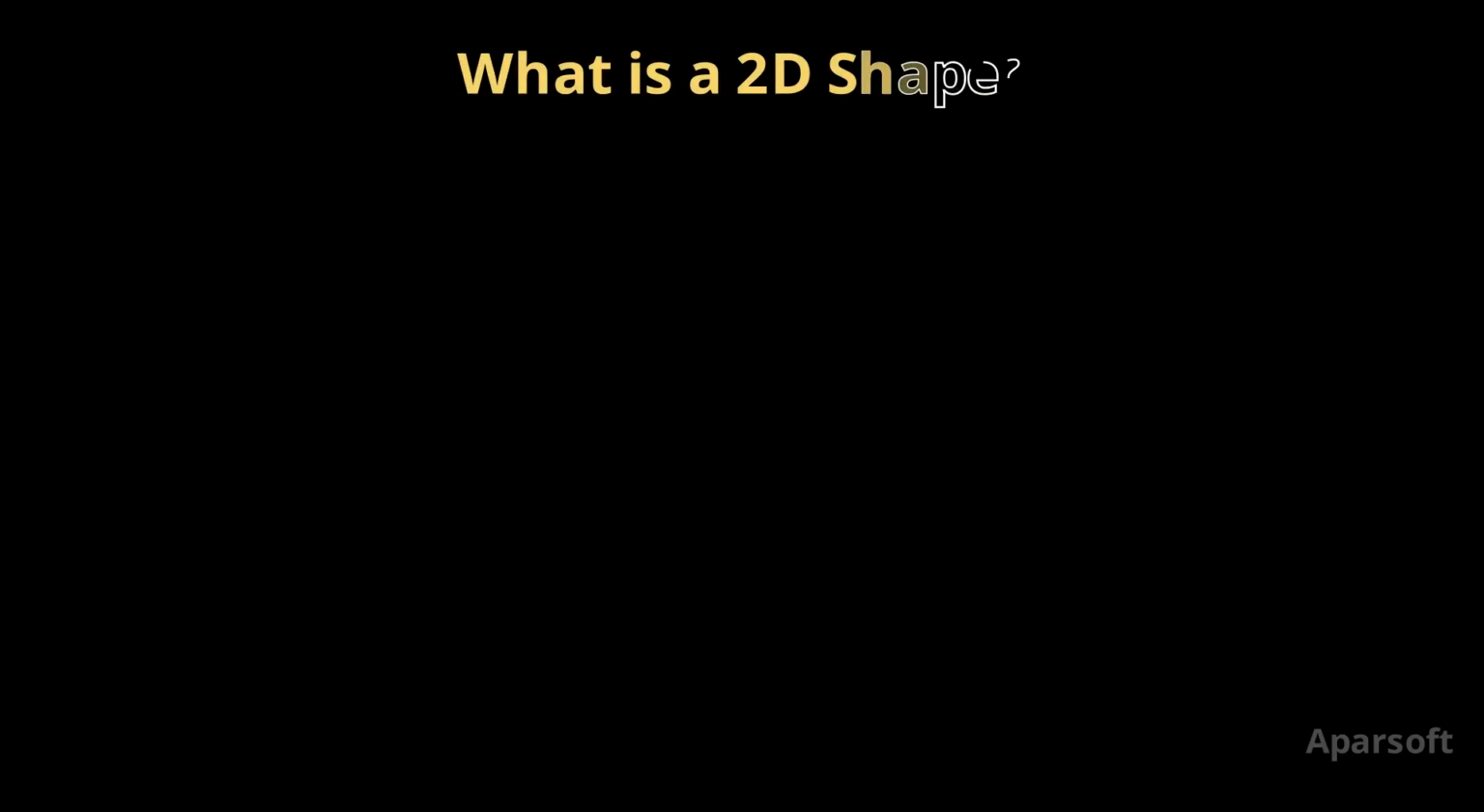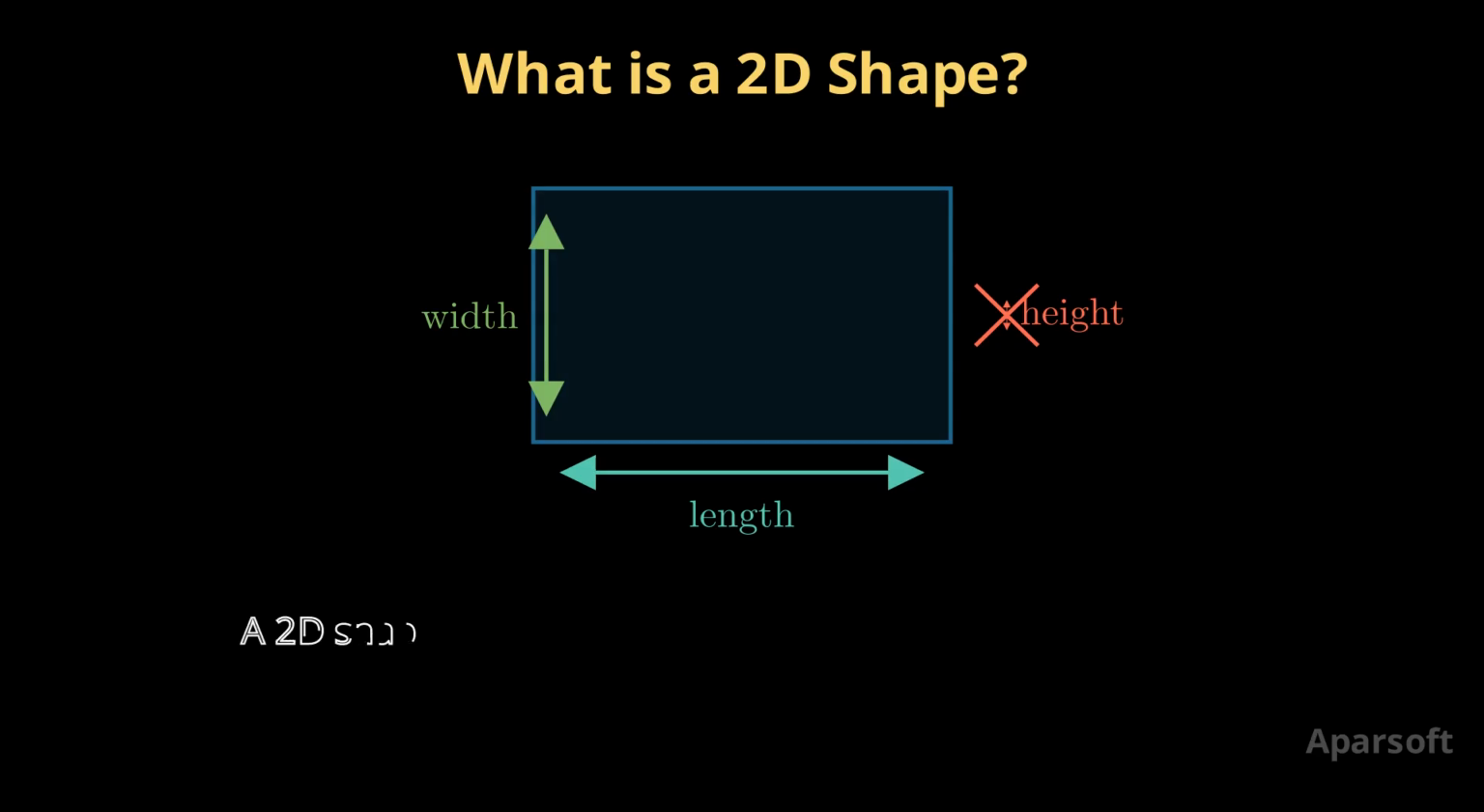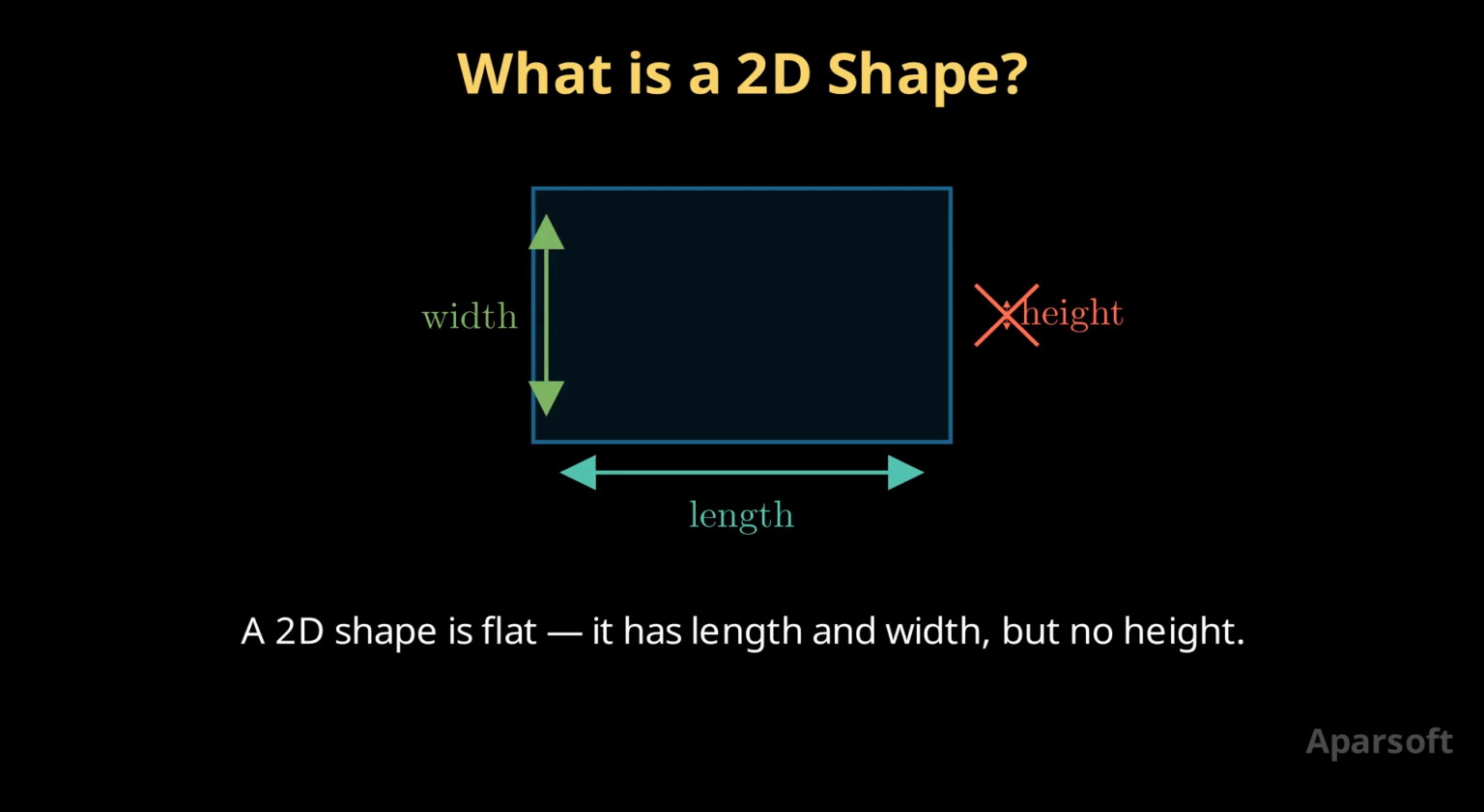What does it mean to be two-dimensional? Imagine drawing on a piece of paper. Every shape you draw lies completely flat. You can measure how long it is and how wide it is. But you cannot measure how tall it is because it has no thickness. It is drawn on a flat surface, so height does not apply. That is what makes it two-dimensional.